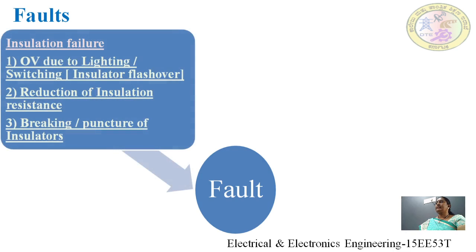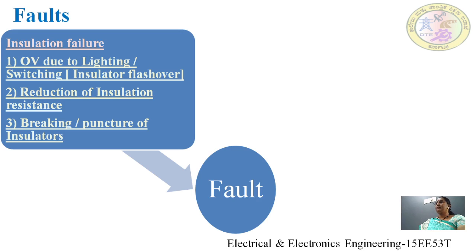Let us see breakage of the insulation, or an insulation failure. Over voltage due to lightning or switching occurs on the equipment which is present outdoors. Here there is an insulation flashover and a reduction of insulation resistance. Such a condition occurs in the power system.